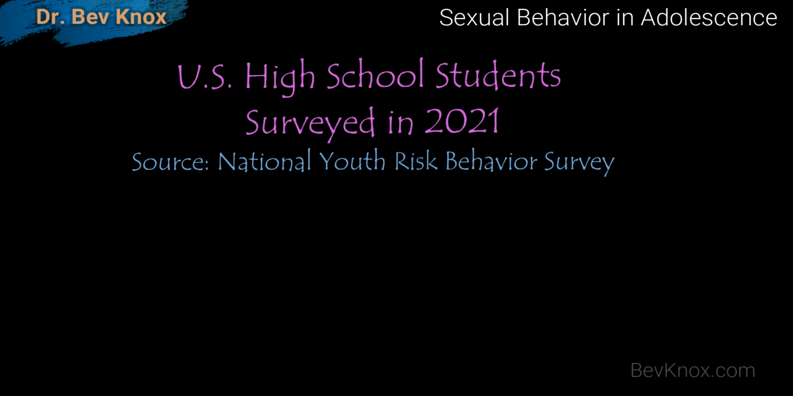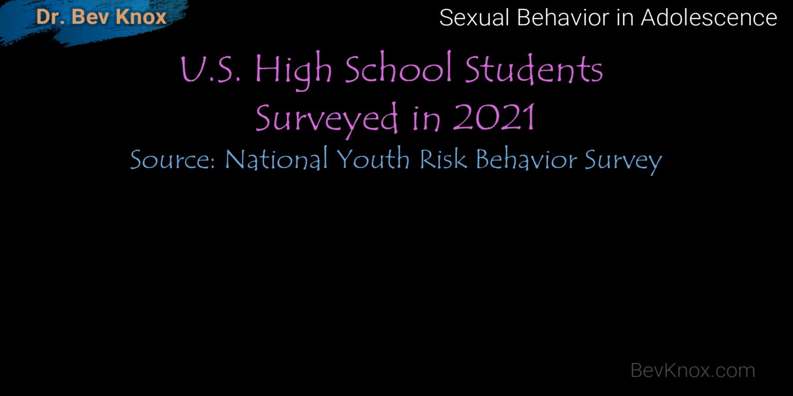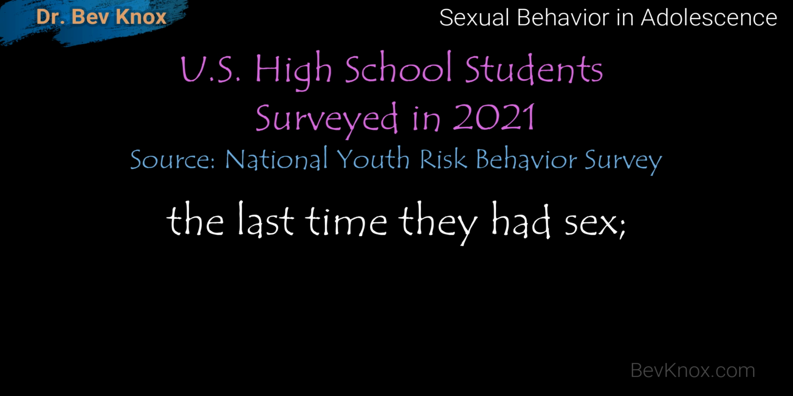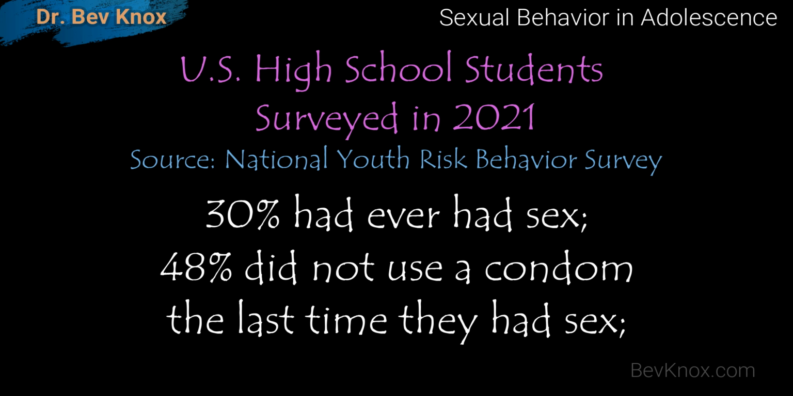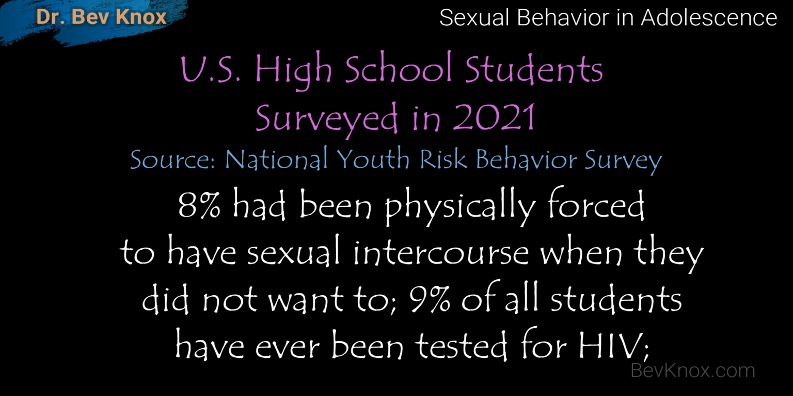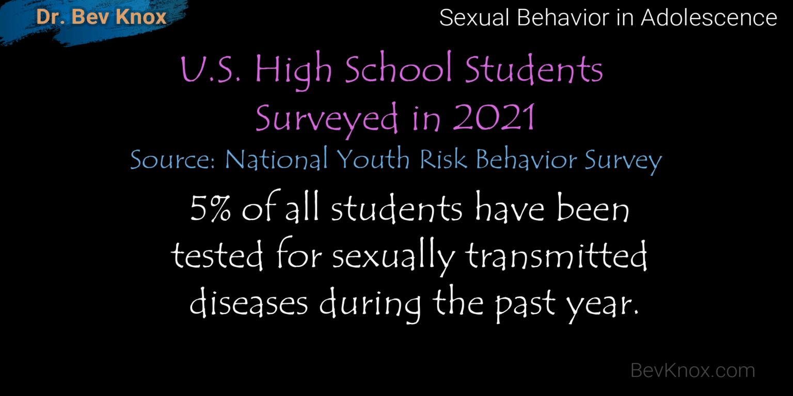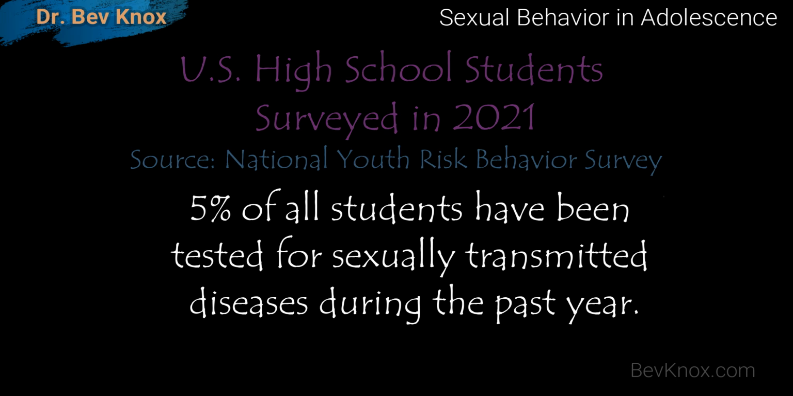Now, among U.S. high school students surveyed in 2021, 30% had never had sexual intercourse. 48% did not use a condom the last time they had sex. 8% had been physically forced to have sexual intercourse when they didn't want to. 9% of all students have ever been tested for HIV. 5% of all students have been tested for sexually transmitted diseases during the past year.